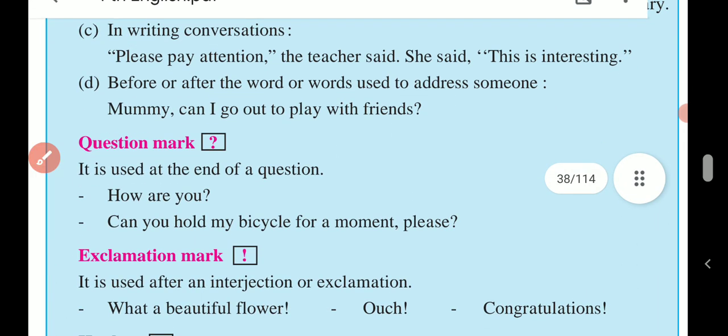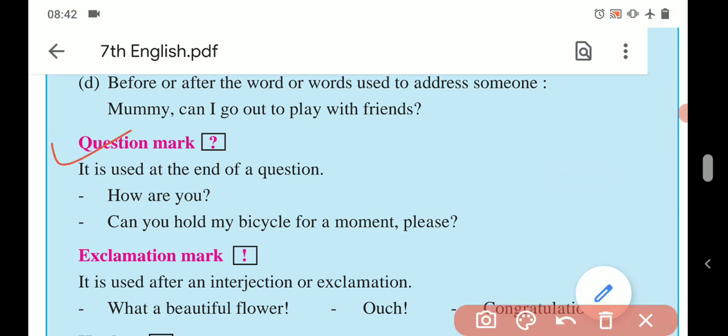Next punctuation mark, that is question mark. It is shown in this bracket. What is its use? It is used at the end of a question. For example, how are you? It's a question, so that there is a punctuation mark, question mark in the end. Another example, can you hold my bicycle for a moment, please? Again, question mark is given in the end. So these are the examples about question mark.